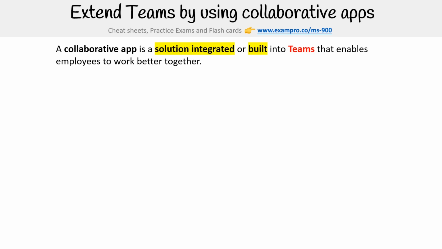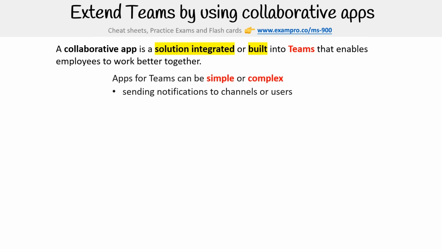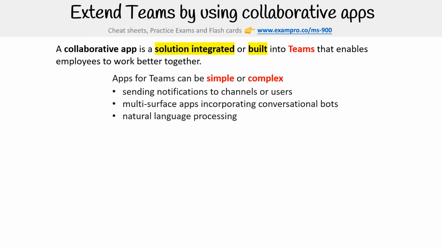We'll be going over some of the collaborative apps we can use to extend Teams. So, a collaborative app is a solution integrated or built into Teams that enables employees to work better together using the tools they already know. Apps for Teams can be simple or complex depending on your needs. It could be as simple as sending notifications to channels or users, or as complex as multi-service apps incorporating conversational bots. You could implement natural language processing, or even embedded web experiences.